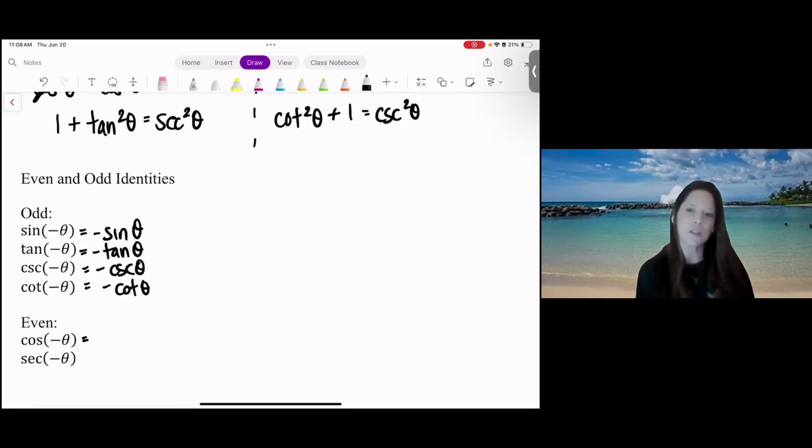An even function is symmetric about the y-axis, and what that means is if you substitute in a negative variable, you get out the actual function itself back.